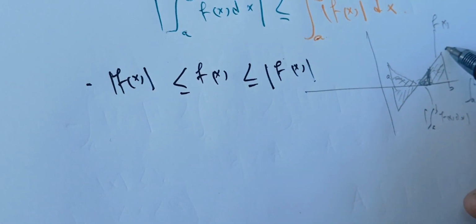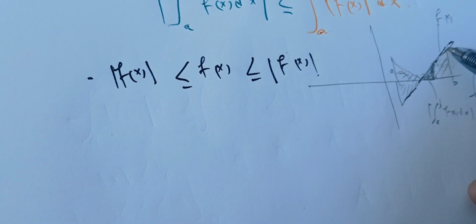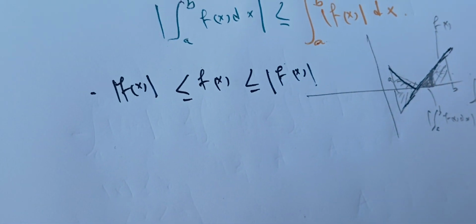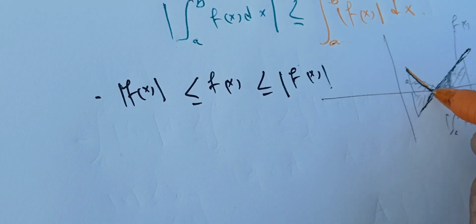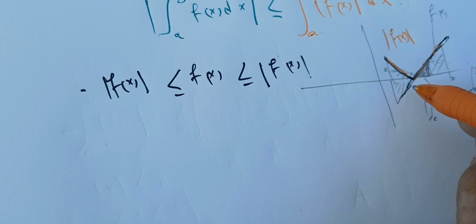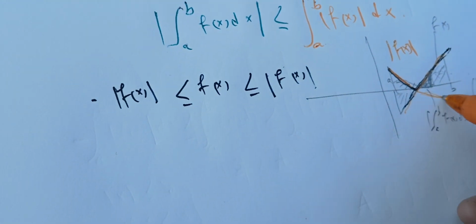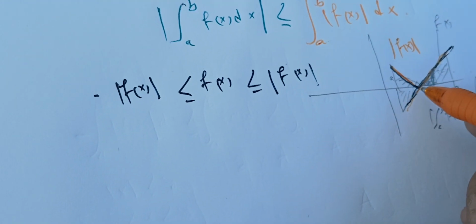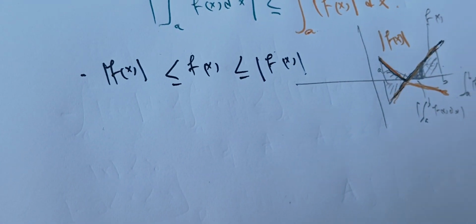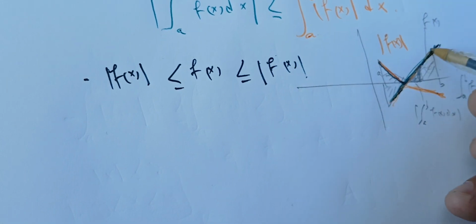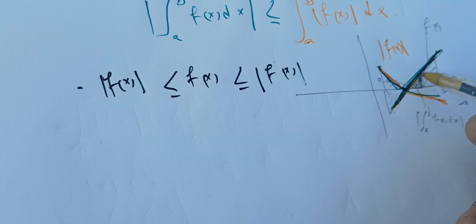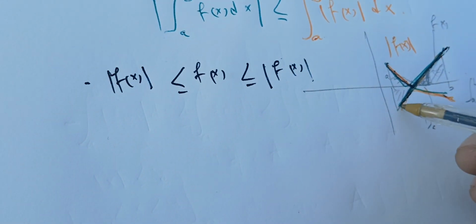For instance, if we think of our function f, it is going to be trapped between the absolute value of f of x, let me write it here, and minus the absolute value of f of x. It's going to be between these two. So my f is always going to be here. It's trapped between this one and this one.